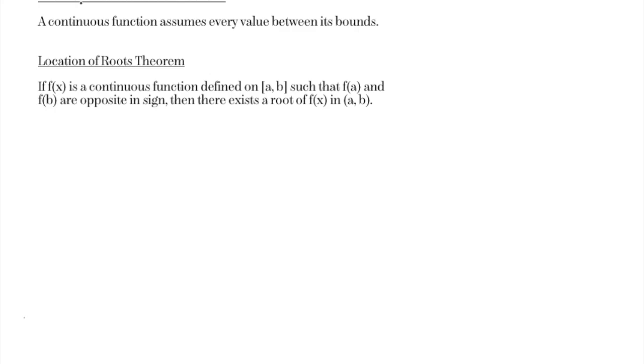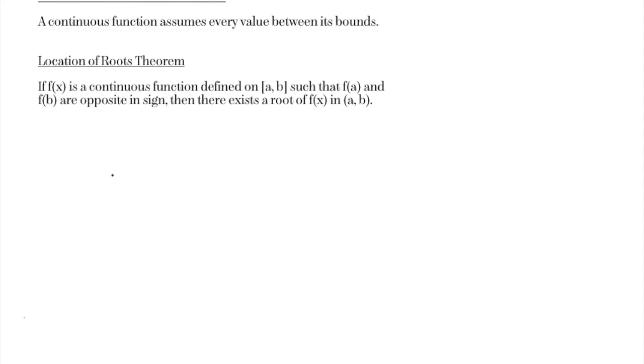So the location of roots theorem therefore states that if a continuous function is defined on a closed interval a b and f of a and f of b are opposite in sign, this means that either f of a is positive and f of b is negative, or f of a is negative and f of b is positive. Then there is at least one value of x in the open interval a b at which f of x is equal to 0. Now let's first try to understand the location of roots theorem.